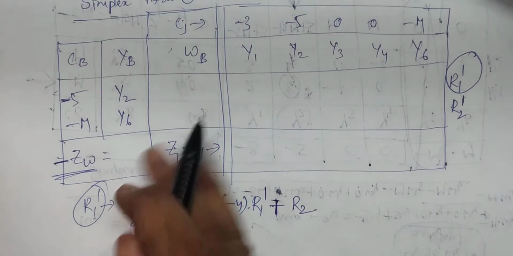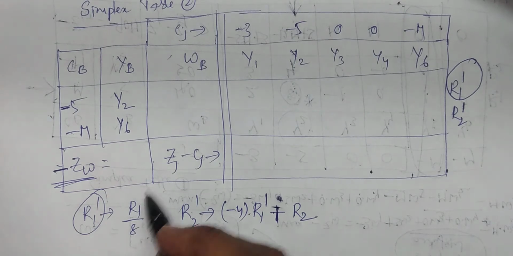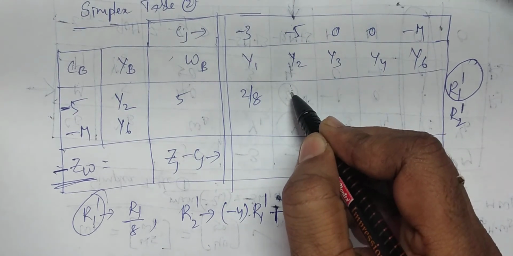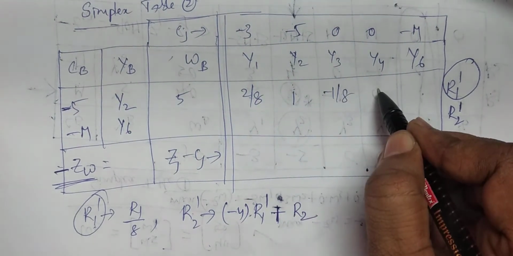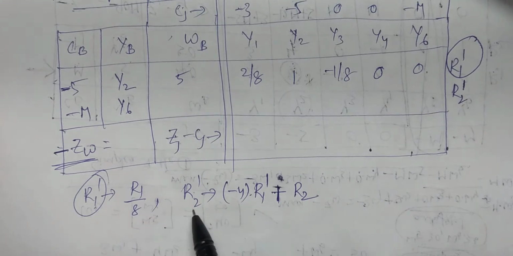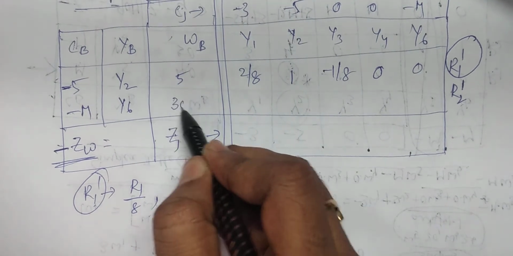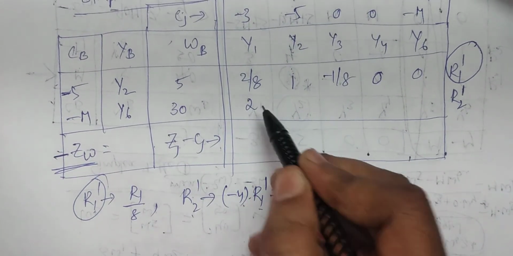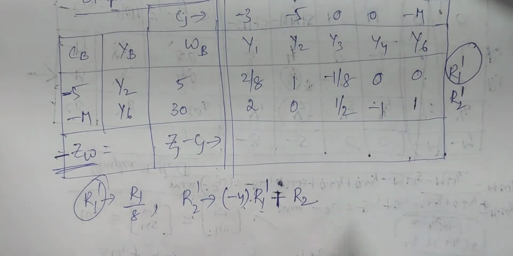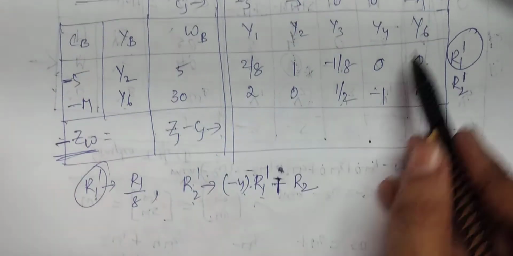So now if you calculate r1 dash and r2 dash, r1 dash is r1 by 8. If you do the calculations, you will get 5, 2 by 8, that is 1 by 4, okay, leave it, and it is 1, it is minus 1 by 8, and it is 0, and it is 0, and the last one is also 0. And if you consider r2 dash minus 4 into r1 dash plus r2, then the calculations will be 30, and 2, it is 2, and it's 0, it's 1 by 2, and it is minus 1, and it is plus 1. You observe y2 is 1 0, and y6 is 0 0 1.